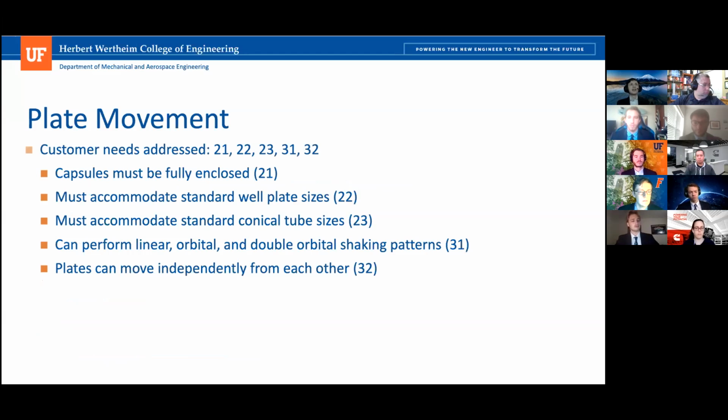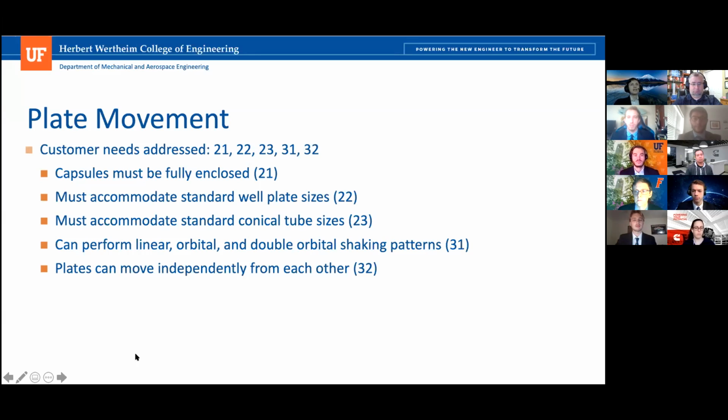Thank you. Okay, so for our plate movement subsystem, the customer needs that apply to this subsystem specifically are 21, 22, 23, 31, and 32, as follows. For our plate movement subsystem, the well plates basically have to be fully enclosed. So for that, we have a well plate cover with a hydrophobic film over it, which covers the well plates to make sure that they're enclosed while mixing.